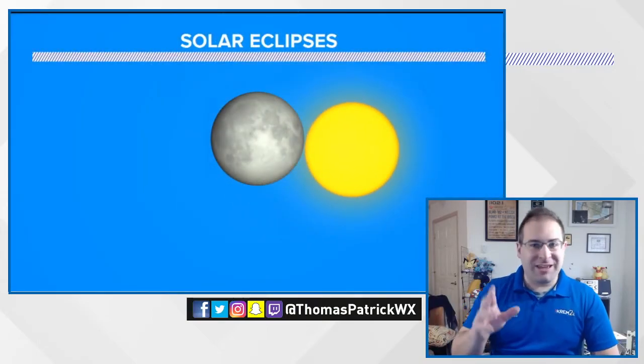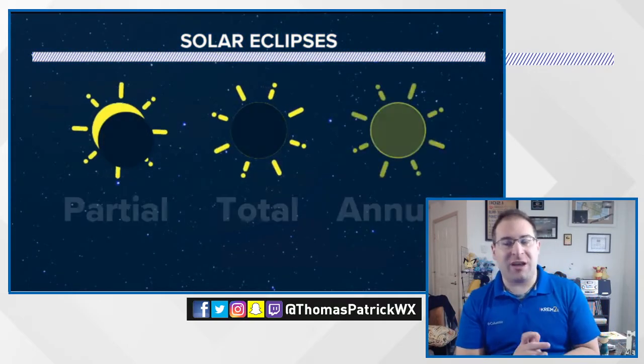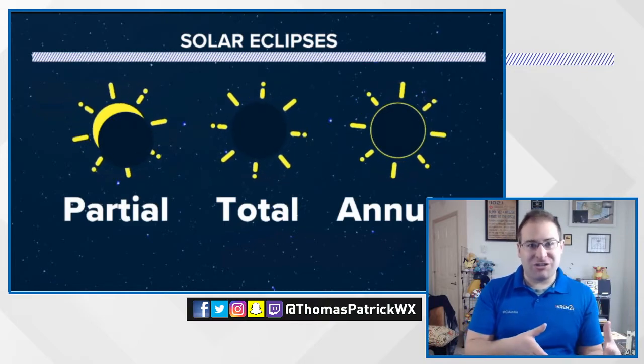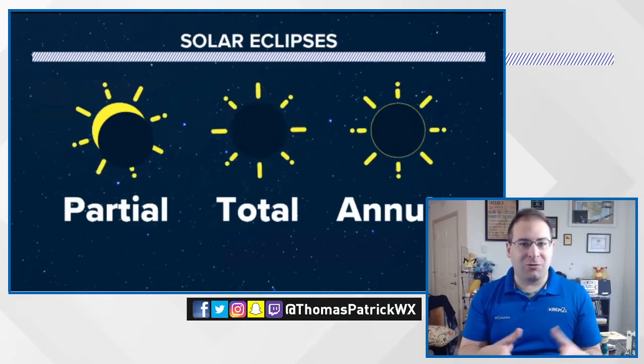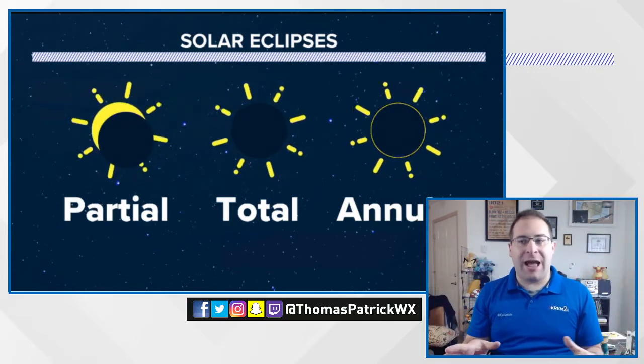And it only lasts a couple minutes at best in these scenarios. But there are three different types of solar eclipses. There's the partial, which is where the sun is partially covered up by the moon. The total, which I mentioned, which is that grand display where you get to see the outer atmosphere of the sun.